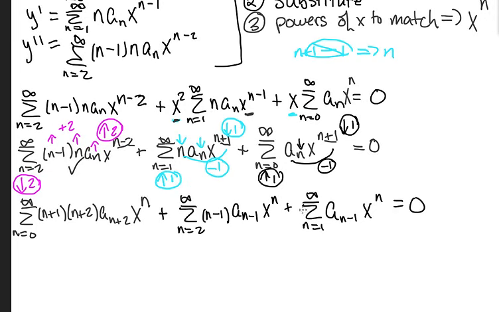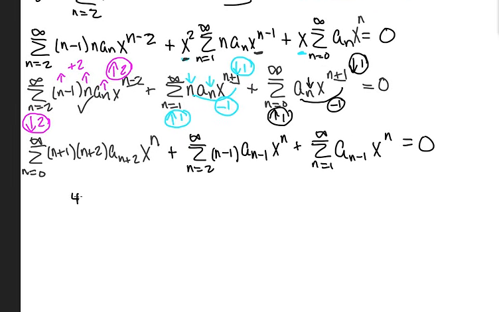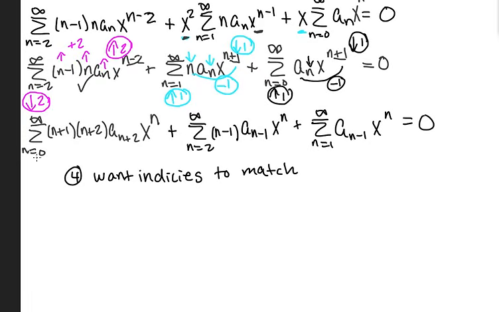Now we want our indices to match. So our fourth step, I'll write over here. Okay, we want our indices to match. Now look, we have n equals 0 as one of our indices, n equals 2, and n equals 1. So we look at our highest index, which is n equals 2. So we try to make all the other series into n equals 2, our highest index. So let's do that. This is n equals 0. We're going to put in 0 wherever we see an n.